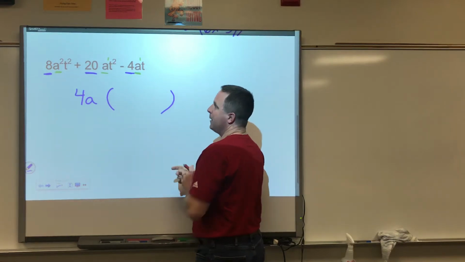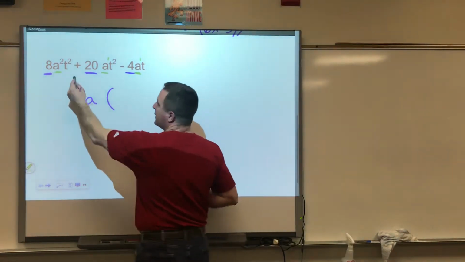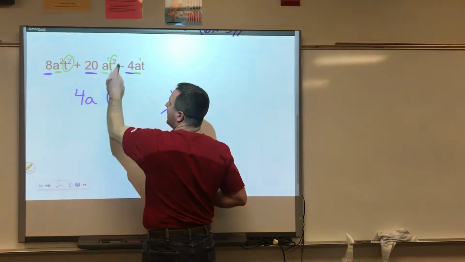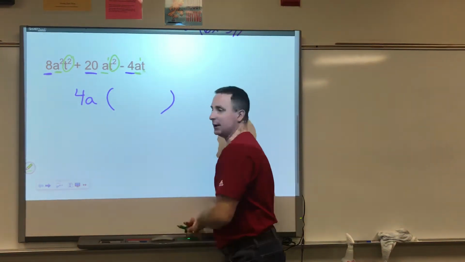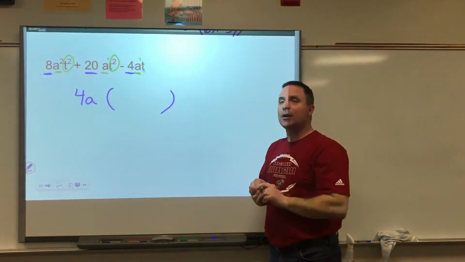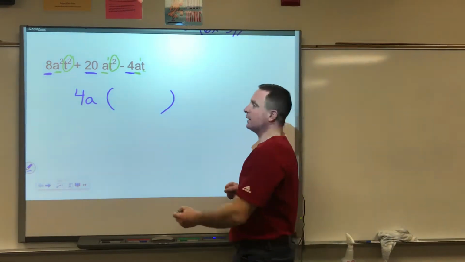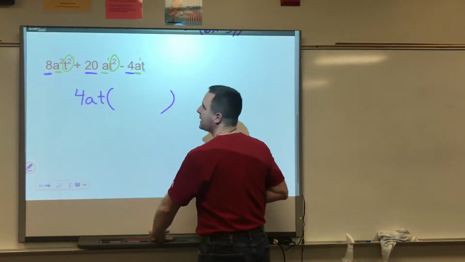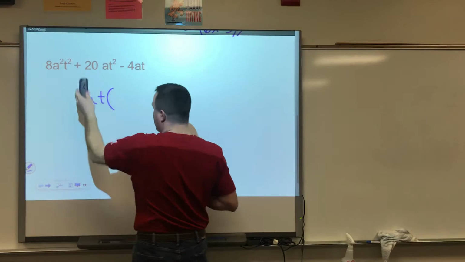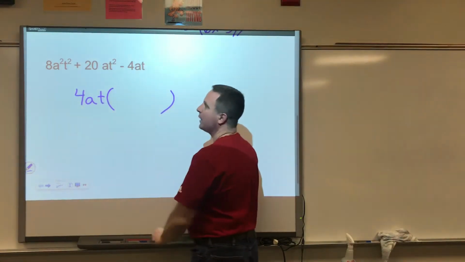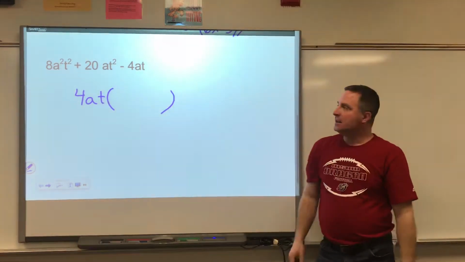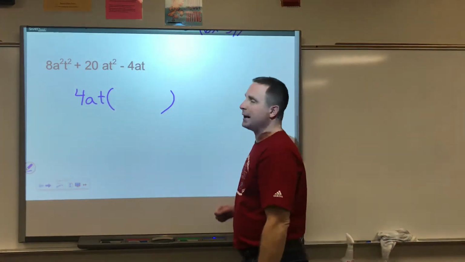Okay, and how about T's? If I look closely, this one has 2 T's, that has 2 T's, but that one only has 1. So again, the most I can take away from all 3 of them is 1 of them. So I can take away 1 T. Okay, so there's my greatest common factor, 4, A, and T. Okay, so let's divide each term by a 4, an A, and a T.